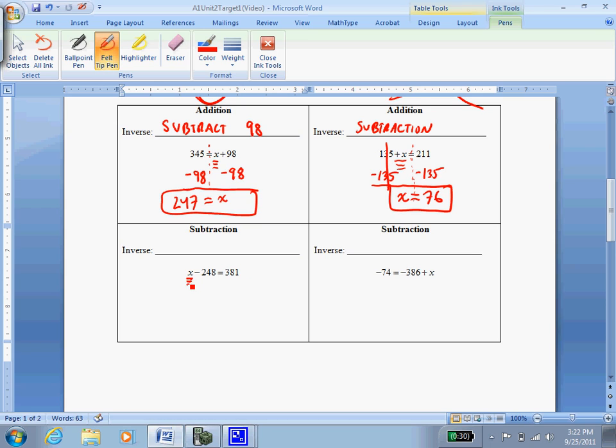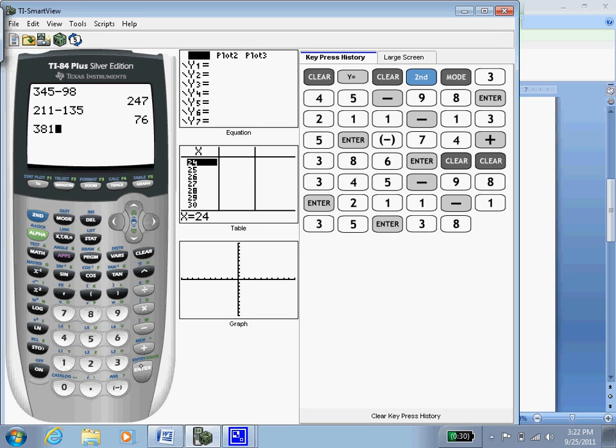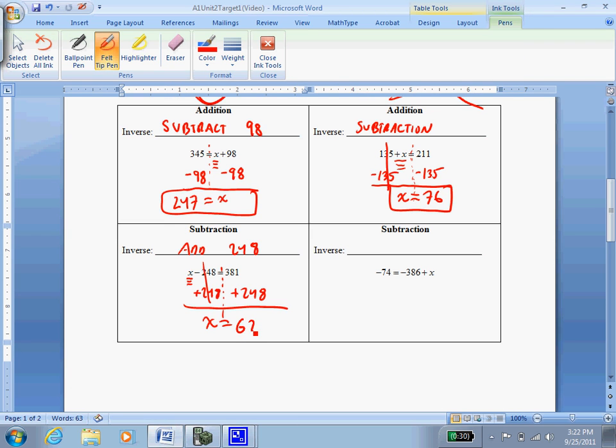Okay. Next one, x minus 248 equals 381. There's my x. I see that it's subtraction this time. And so in order to get the subtraction to zero out, if I have minus 248, I need to add 248 in order to get that to cross out to 0. And since I added 248 on the left side, then I also need to add 248 on the right side. So that's just 0, that goes away. X minus 0, just x. And 381 plus 248 is 629. So x equals 629.